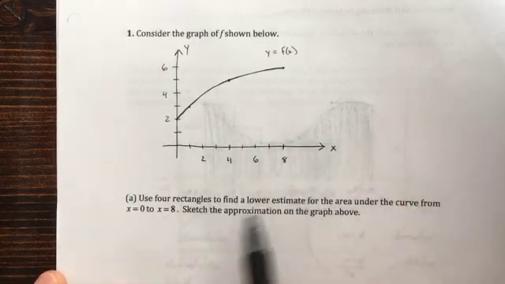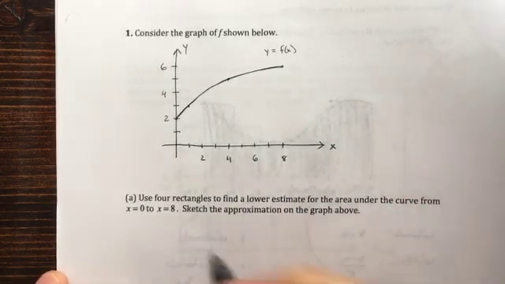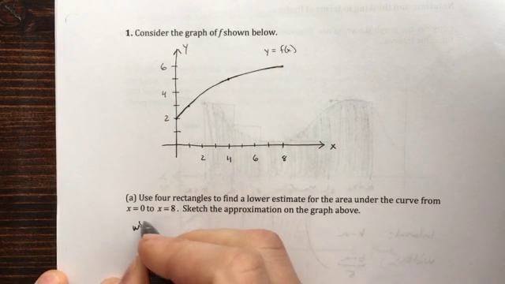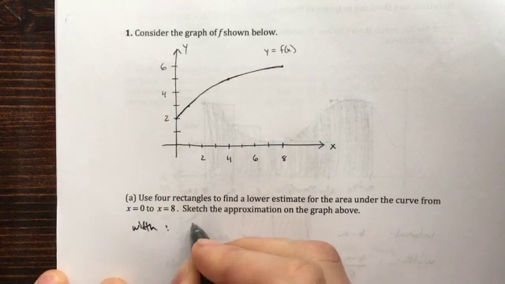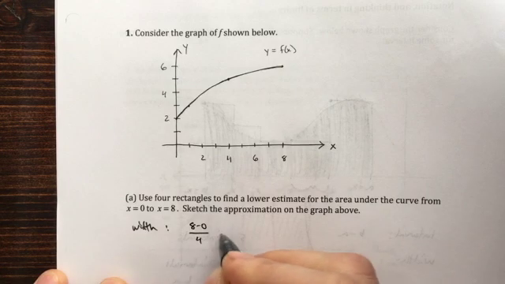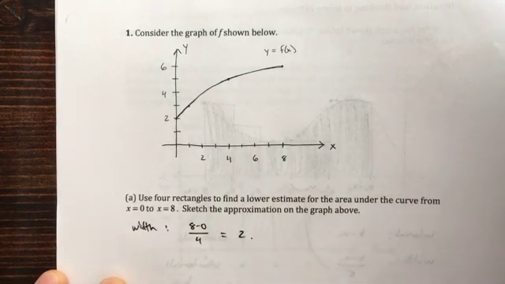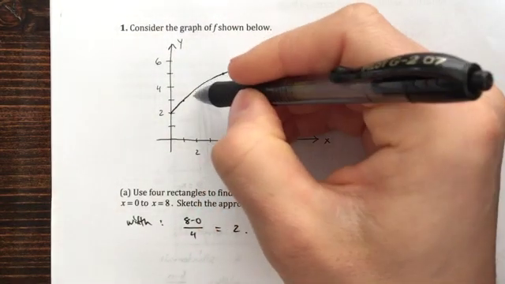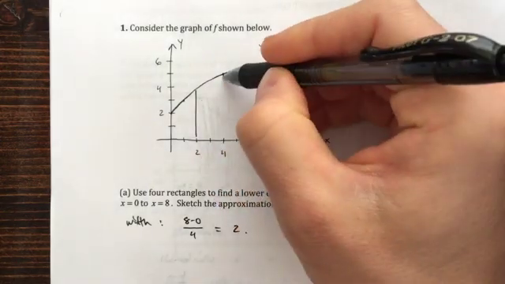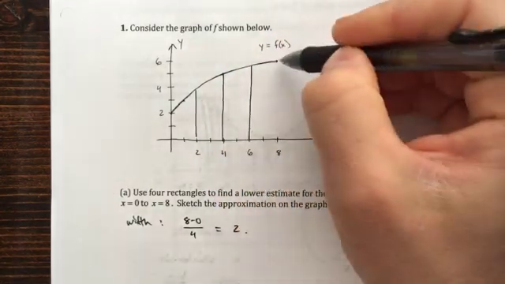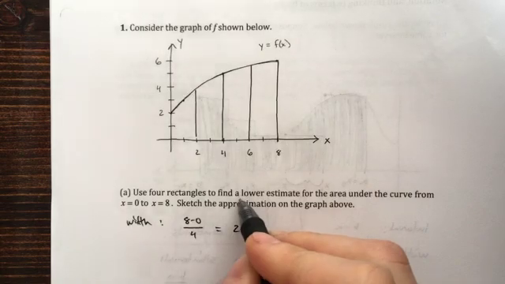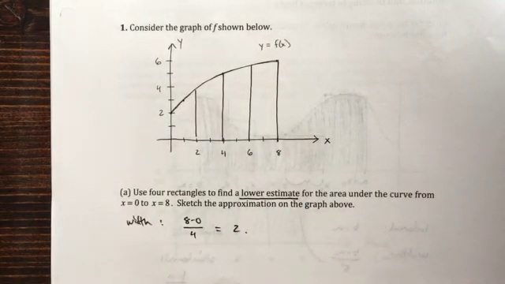So 0 to 8, we've got 4 rectangles. So to find our width, we can do basically 8 minus 0 divided by 4, which is pretty clearly 2. So we want our rectangles to have a width of 2. So I will draw these little lines here. So we've got a width of 2. Then it says find a lower estimate for the area under the curve.